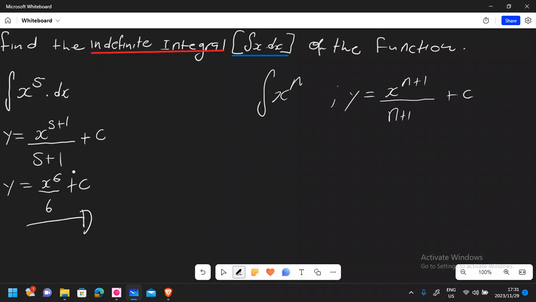Very simple, guys, straightforward. Just in case you don't know where this formula is coming from or how to use this formula, you can go to this video that appears here. I explain this formula there.